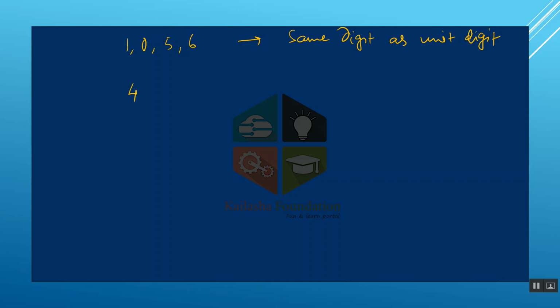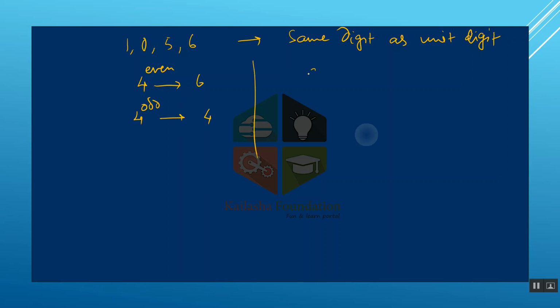4 raised to the power 1, you get 4. 4 raised to the power 2, you get 16, so 6. 4 raised to the power 3, 64. 4 raised to the power 4, 256. So 6 again. So 4, 6, 4, 6, 4, 6 is there. That means 4 raised to the power even, you get 6 as unit digit. 4 raised to the power odd, you get 4, okay?